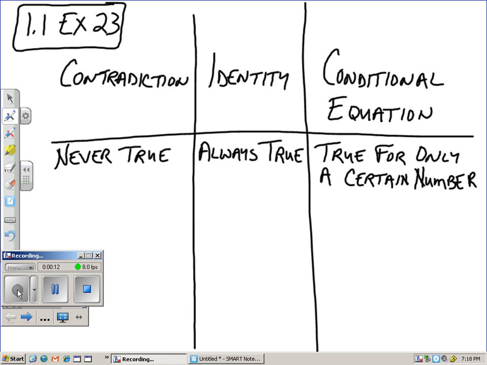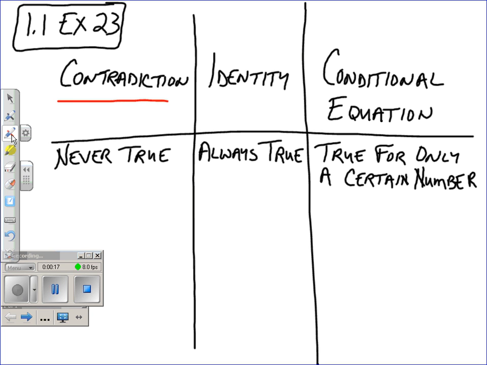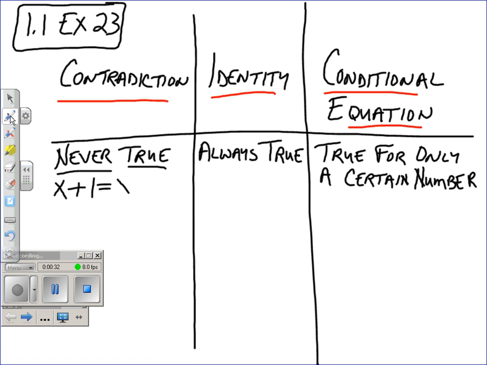Now, some background. We need to know what contradiction and identity and conditional equations mean, okay? A contradiction is something that is never true, all right? For example, if you work and work on your algebra problem, and you come up with something like x plus 1 equals x plus 4. Well, if you think about it, there isn't a number in the whole world that'll work there. You can't put anything in for x that will make that equation true.